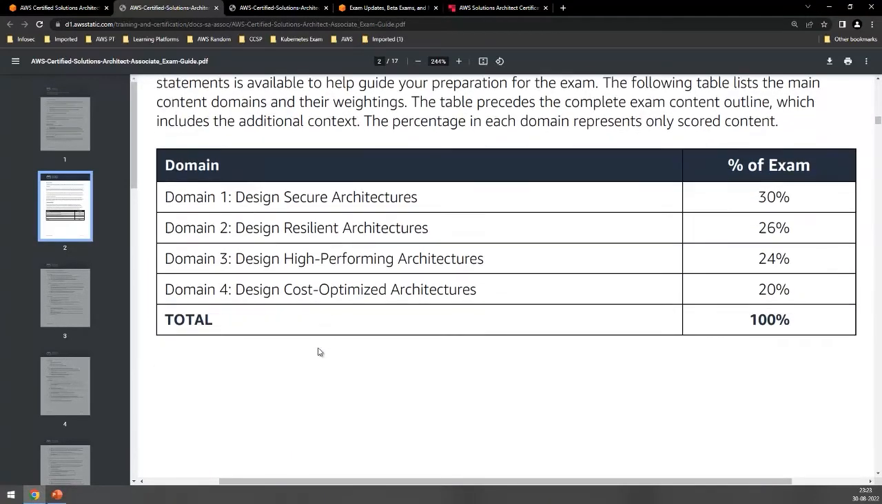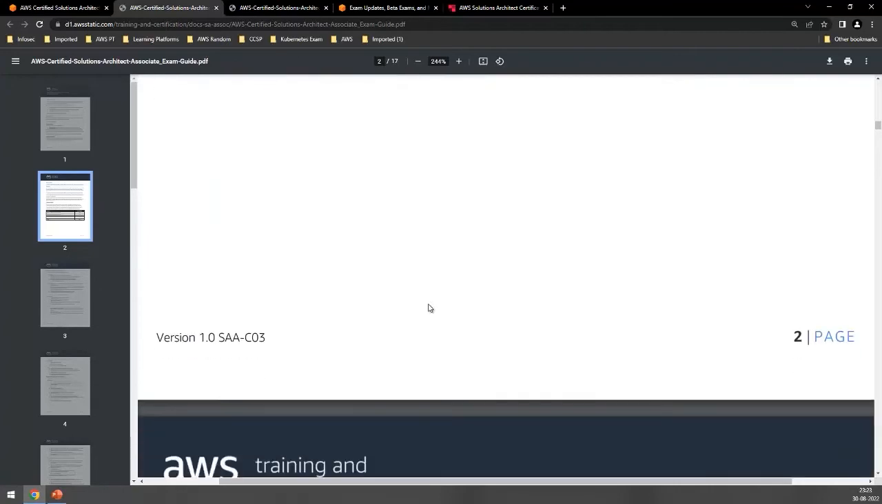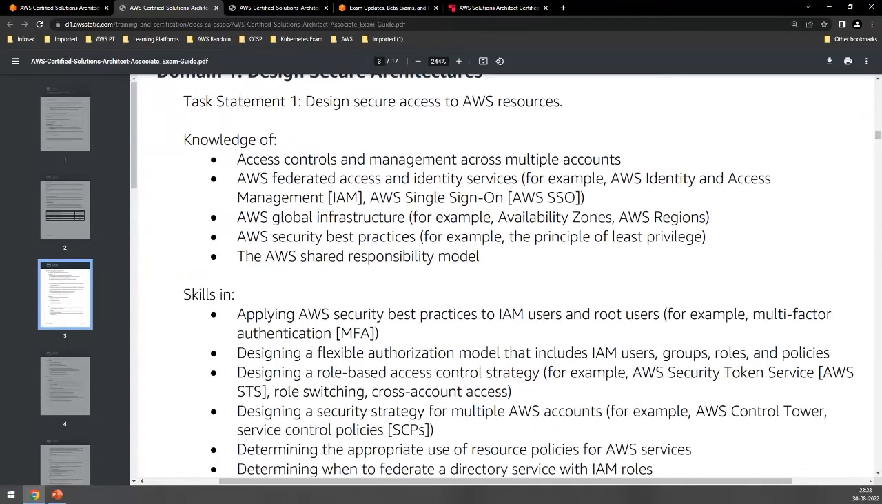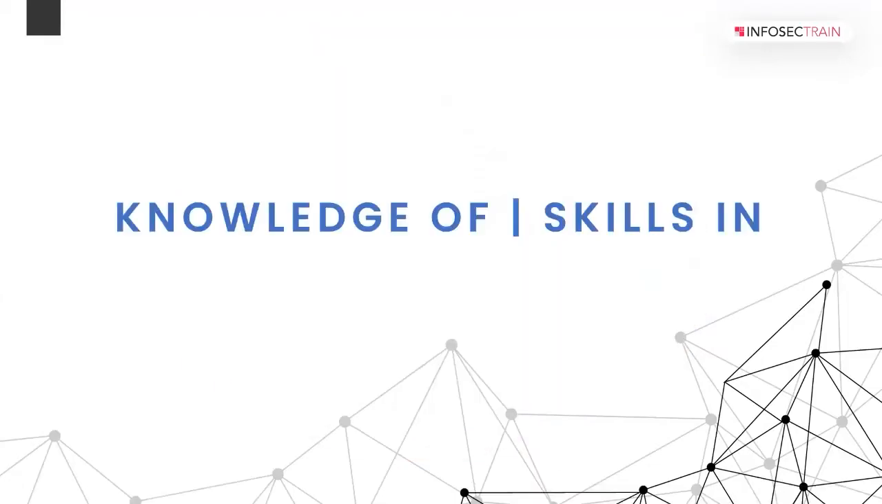These are the 4 domains as I discussed before. The previous curriculum had 5 domains, and now it's actually 4 domains. Before I go to the detailed aspect of every domain, one key factor which people always ask me: in the new curriculum, there are two phrases you will always see, knowledge of and skills in. In every domain you will see them. I just want to give you some clarity on this.